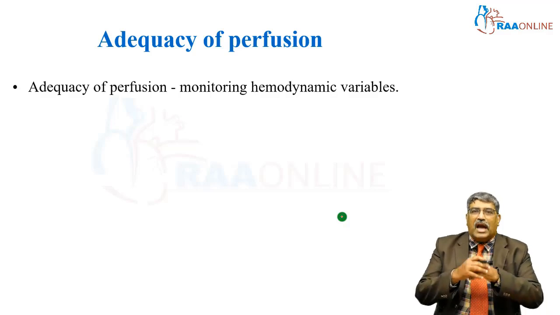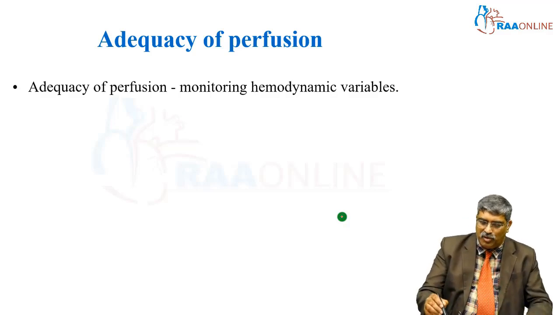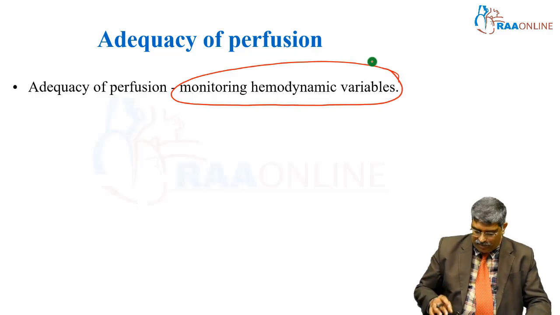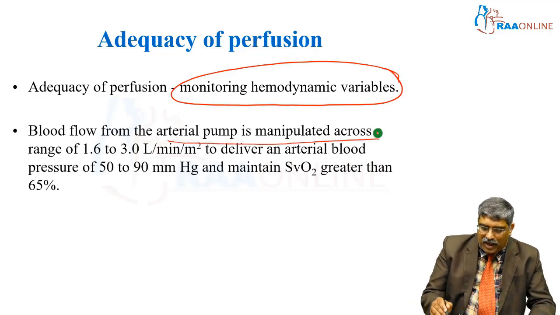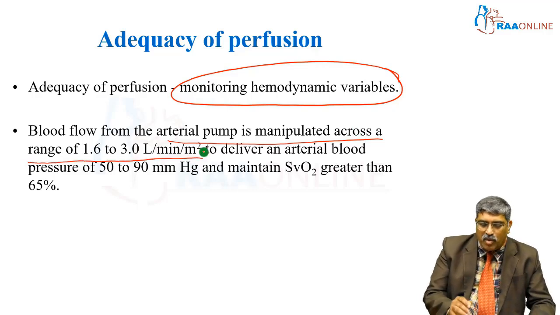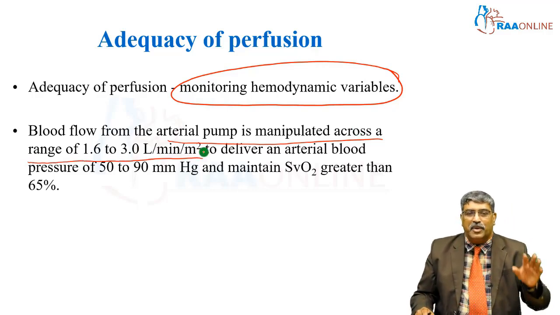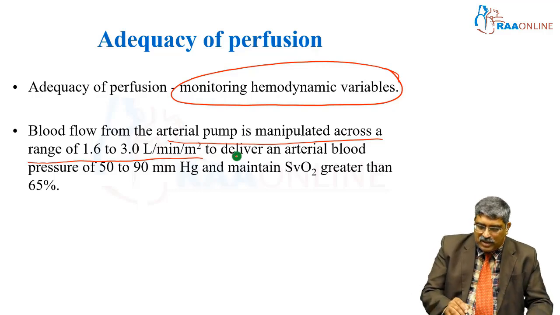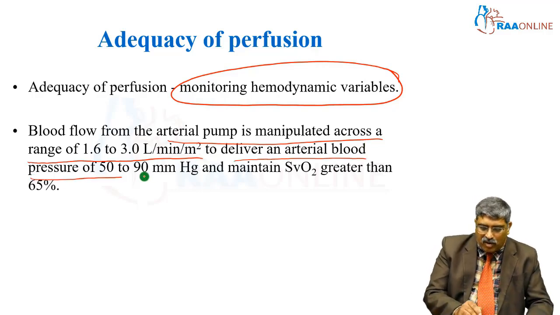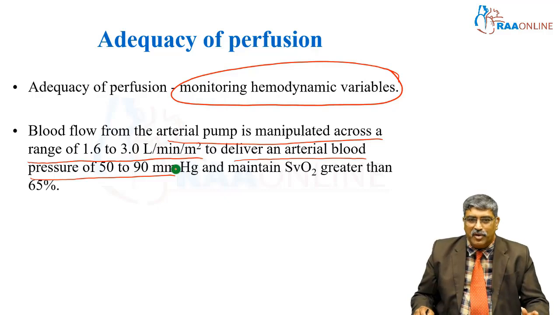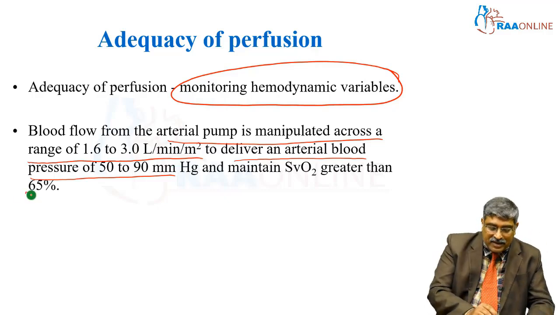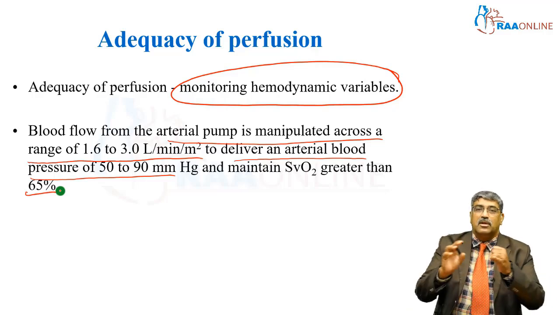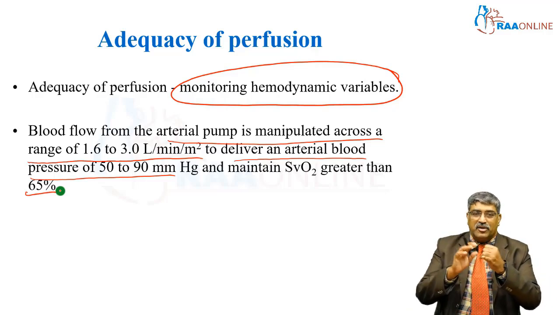How will you know about the adequacy of perfusion? You monitor the hemodynamic variables. Blood flow from the arterial pump is manipulated across a range of 1.6 to 3 liters per minute per meter squared to deliver an arterial blood pressure of 50 to 90 millimeters of mercury and maintain the mixed venous oxygen saturation greater than 65%. So, three important things are there in adequacy of perfusion.